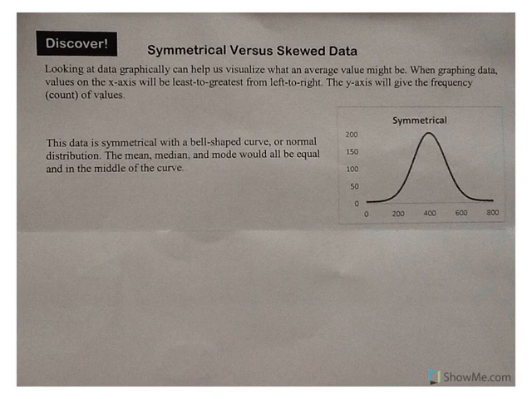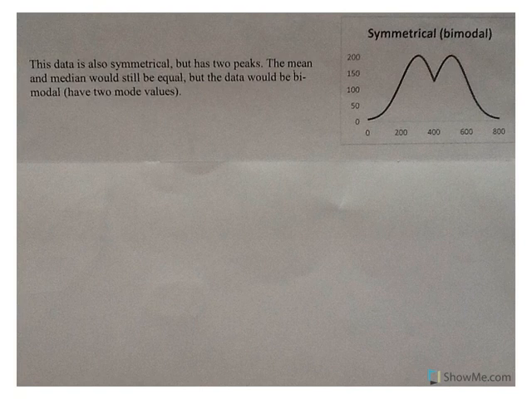Symmetrical simply means if I cut it down the middle, it's going to be equal on the left and the right sides. In terms of our data and our descriptive statistics, the mean, the median, and the mode are all the same, and they all lie on that middle line. The mode makes sense, that's the highest point, but the mean and the median will also be there, and they are all equal. So that's symmetrical data.